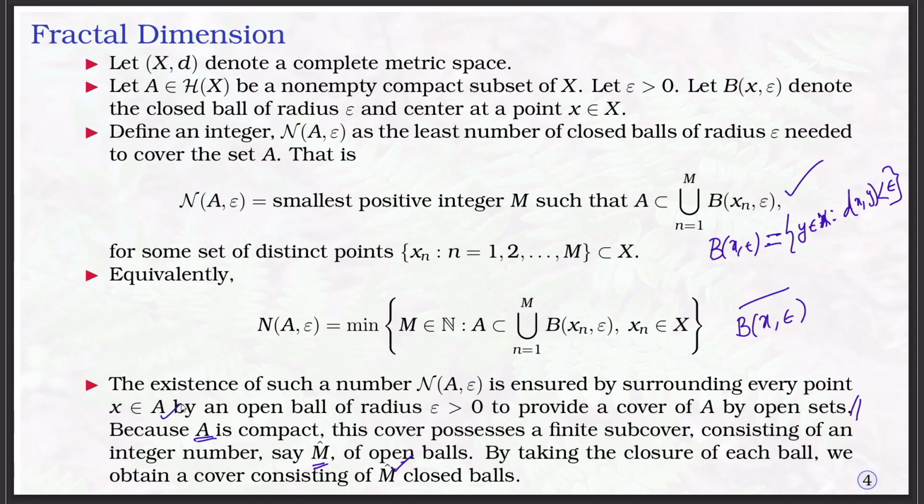As per the definition of a compact set, every infinite cover has a finite subcover. If you take the closure, then this strictly less than becomes less than or equal to. That means B of x comma epsilon union its limit points, the limit points of B of x comma epsilon. So it becomes the closed balls. This closed ball then obviously covers the set A. Therefore, for every infinite cover we can find a finite subcover of open balls. Then by taking the closure of the open balls, one can get a finite closed ball cover for the given compact set.